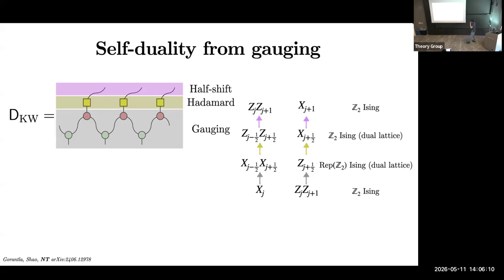So to summarize this part, the idea is we're performing gauging, right? And if we are back to the same symmetry, which is related by this Hadamard transformation, we can then do this half shift and relate it back again. So now my goal is to try to generalize this picture to a more general setting.